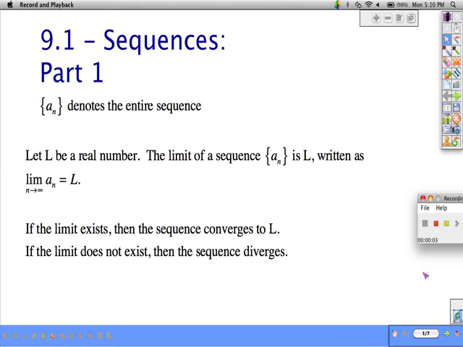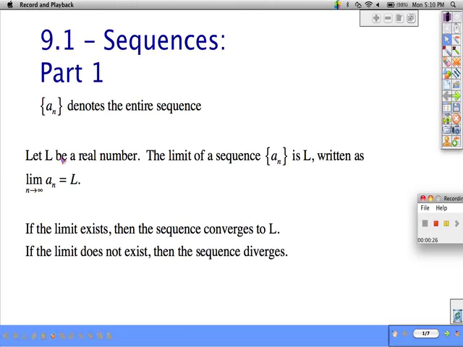We reintroduce sequences for this portion of the optional topic, and we're going to be looking at the convergence or divergence of sequences and series. The notation a sub n with brackets around it denotes an entire sequence, so it means plug in 1, 2, 3, 4, 5 into whatever rule happens to be in here.